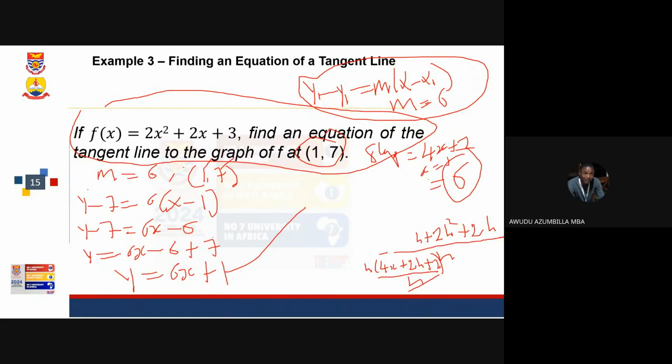Now, if we didn't want to go through a lot of stress, instead of using the formula that we use to find the slope, you can use the differentiation formula. If you know differentiation, if you want to differentiate this one, you are going to get 4x plus 2. Simple. 4x plus 2. And that is exactly what we used the other formula to get. So you can just use differentiation to find the slope, substitute the value, then you find the equation of a straight line, and you go away.